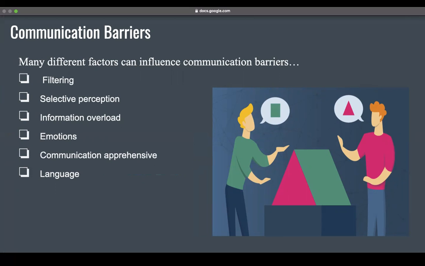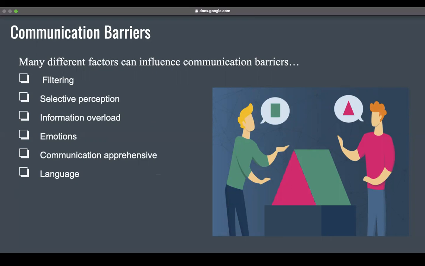Information overload is a factor that affects communication barriers as well. Information overload is caused when there are many distractions surrounding a piece of information that needs to be absorbed. So instead of being able to concentrate on the information, the receiver does not process the information given.